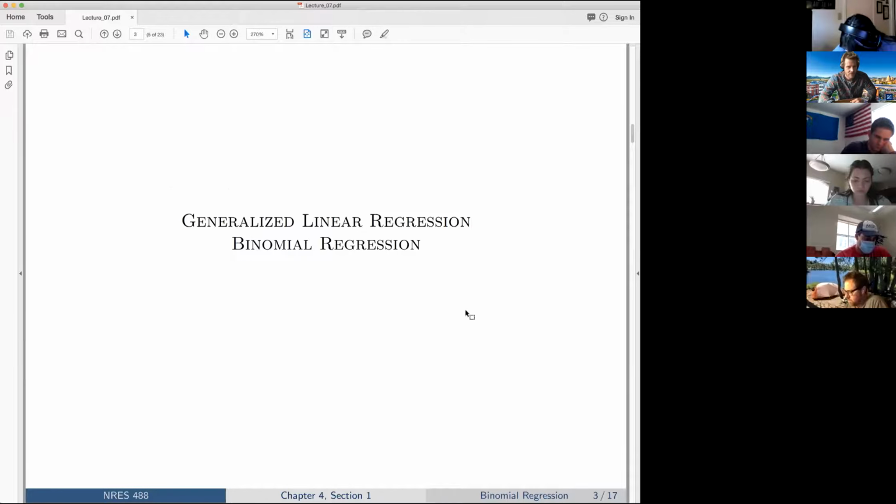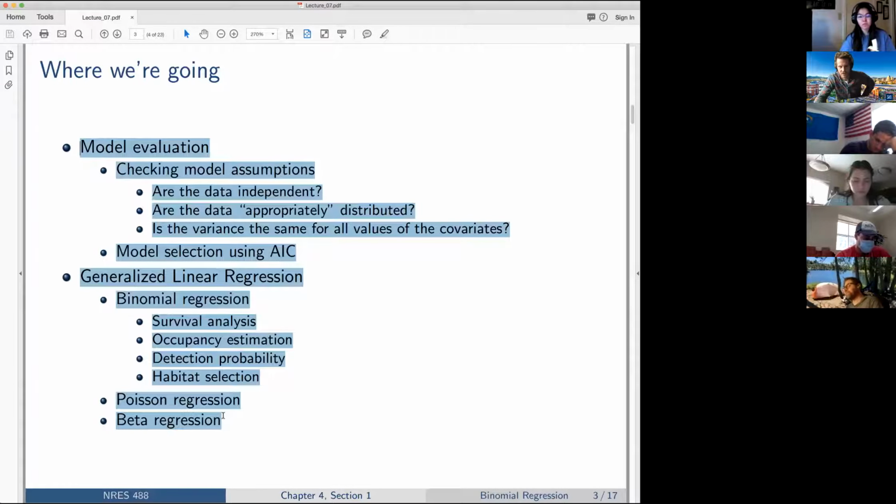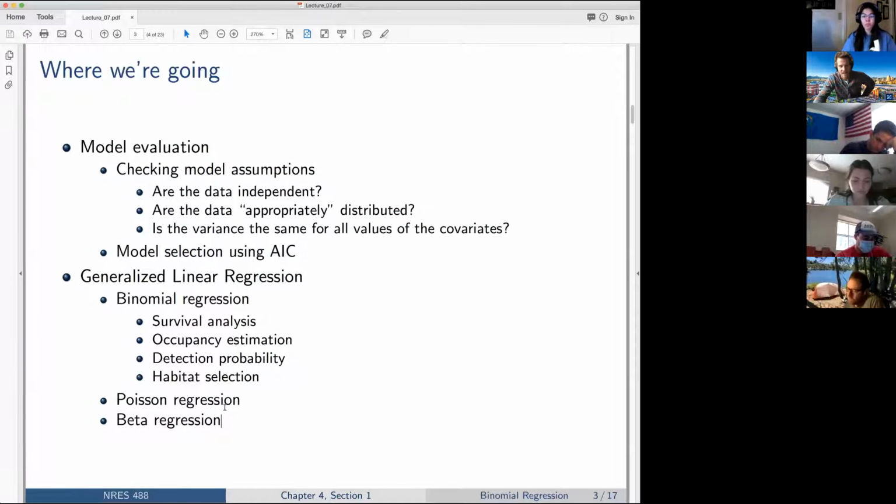All right, so this is where we're going. And this is the slide I was talking about earlier when I said the test material is going to cover up through generalized linear regression models. We have a lot to cover in generalized linear regression models still. And I'll take a look at my slides, see how many lectures we have left, and then post our exam date.